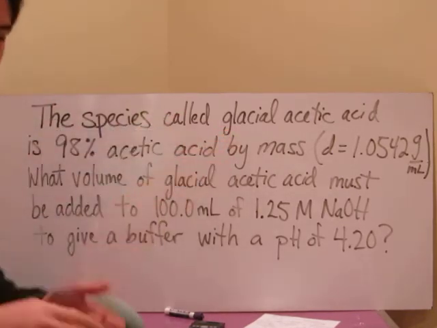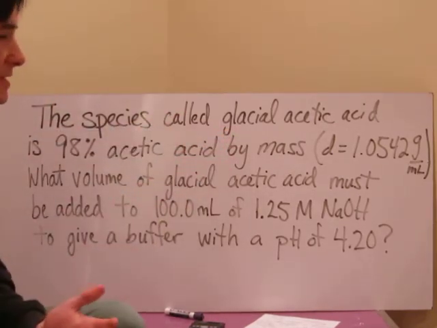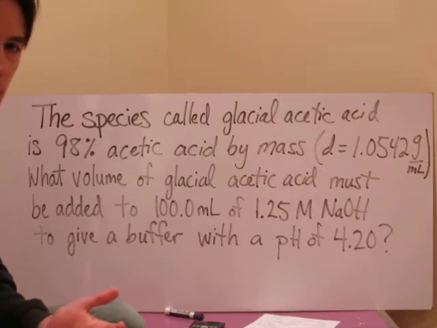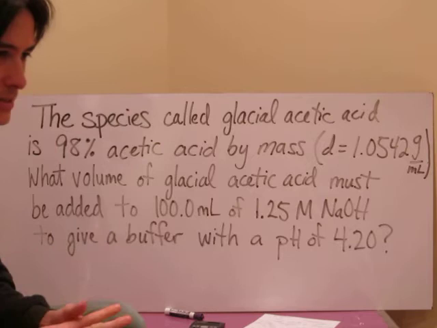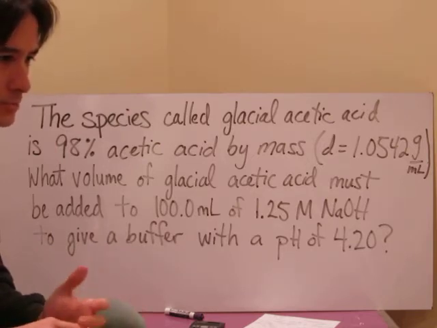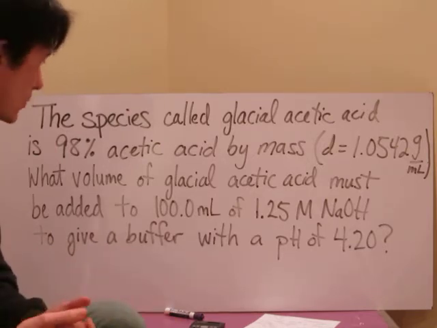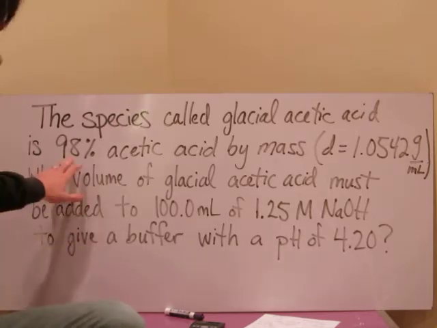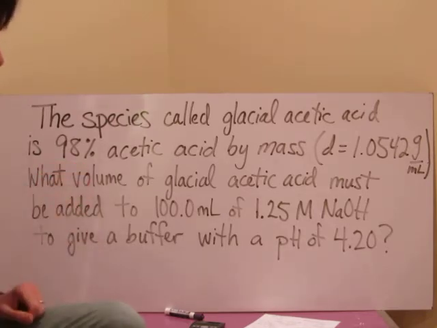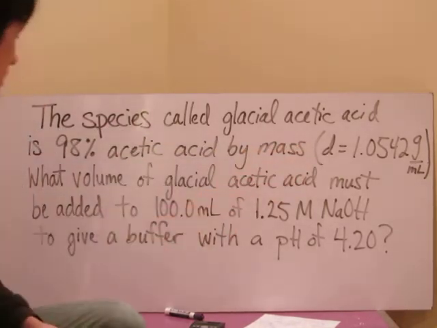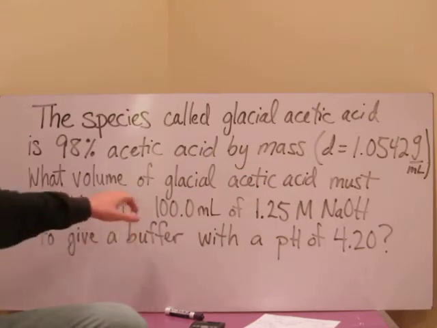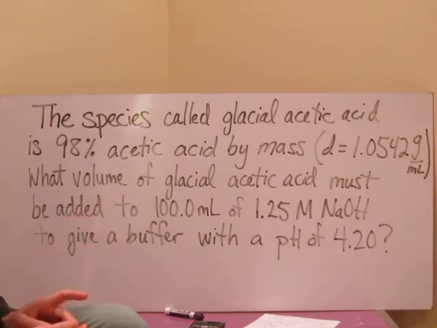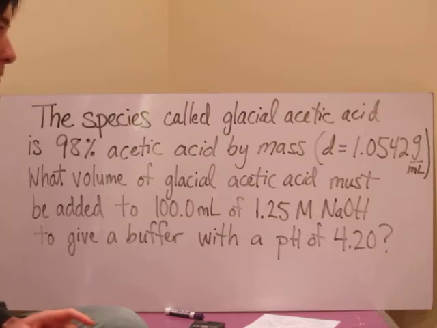The question talks about glacial acetic acid. When you see acetic acid, you should be thinking weak acid, right? That is a weak acid. So Ka should come to mind. Okay, so they give you some information: 98% acetic acid by mass, and they give you a density. The question is, what volume of this stuff do you need to make a buffer with a pH of 4.20?